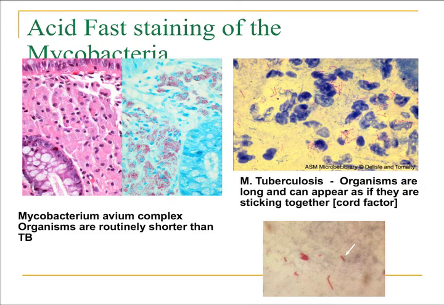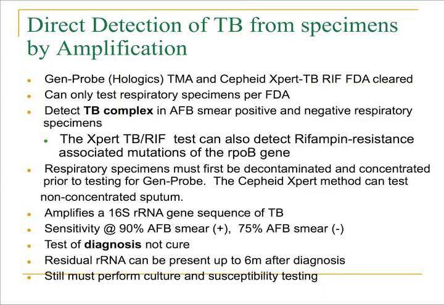You can also do direct detection of TB from specimens by amplification, and this is discussed on the next slide. There are two primary methods available for nucleic acid amplification to look for the Mycobacterium tuberculosis complex directly from patient specimens. This is primarily the Gen-Probe, recently purchased by Hologic, TMA reaction, and the Cepheid Xpert MTB/RIF assay. Both of these are FDA cleared, only for respiratory specimens and primarily for sputum and induced sputa. You can detect TB complex in AFB smear positive and negative respiratory specimens using these assays.